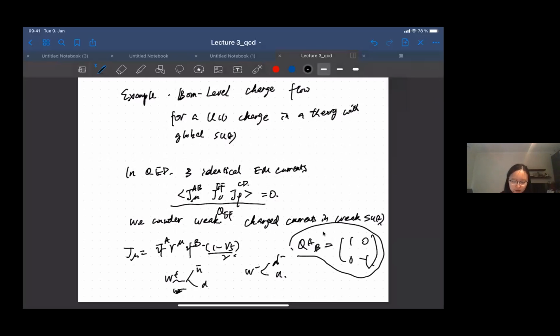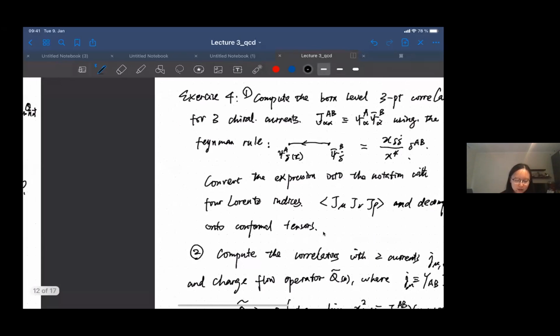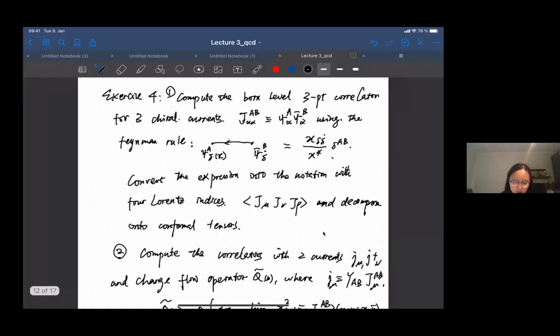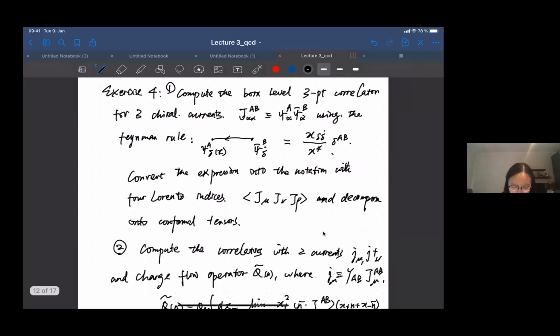So by adding in all these indices, we can make sure that this quantity does not vanish, and we can actually extract the parity even part by this particular choice of the charge and currents. So let's look into the details.